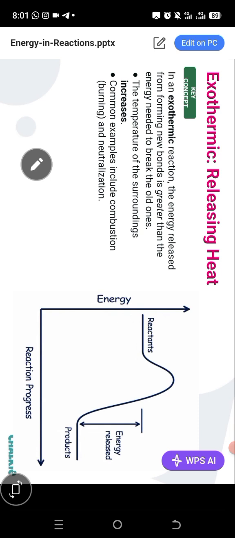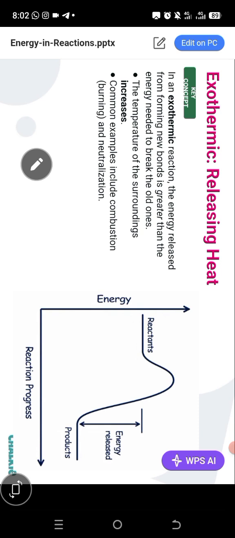The temperature of the surroundings also increases. So when a substance undergoes an exothermic reaction, it increases the temperature of the surroundings because energy is being released to the environment. Examples of exothermic reactions include combustion, which is burning. When you move close to a fire or a burning substance, you feel the heat of the fire. That heat has been transferred from the fire to the person standing close to it.